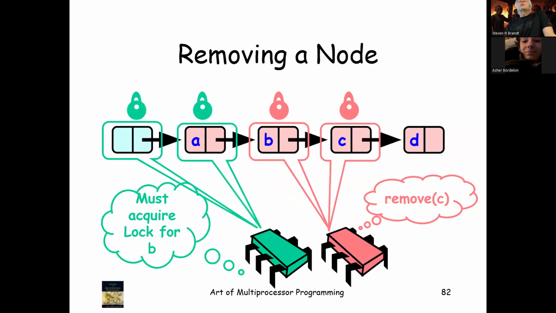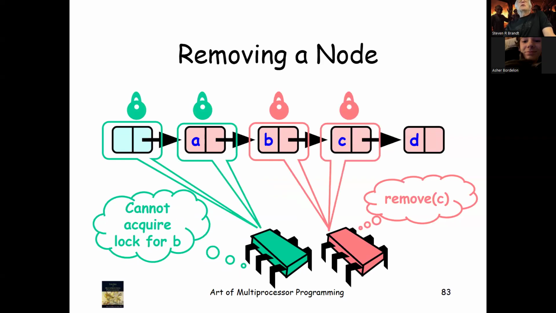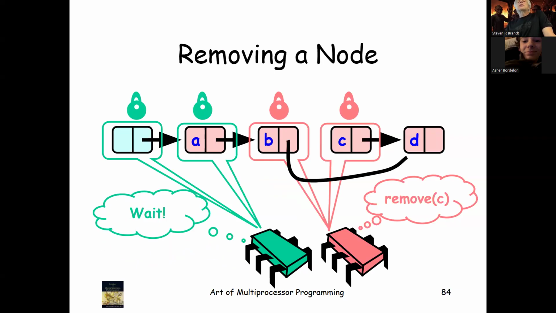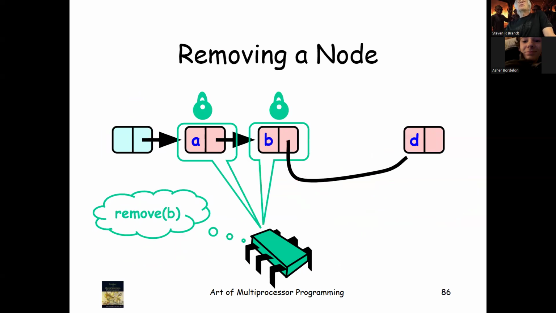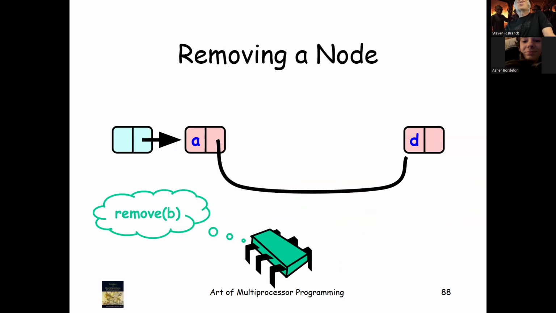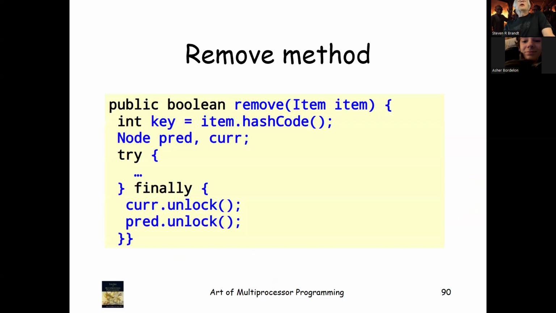Now we're removing a node, right? And we must acquire the lock for B to remove it, and we can't acquire it because C is doing its thing. And now C has done its thing, and now we can remove B, and then it all works correctly. So with two locks together, it works correctly. And the code for that looks like this.